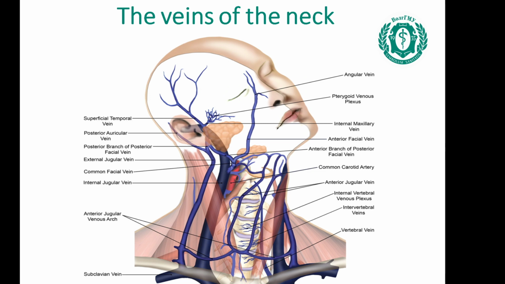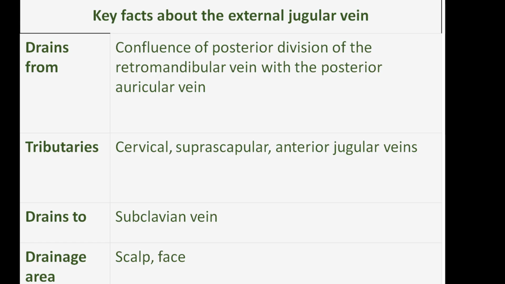The veins of the neck. Key facts about the external jugular vein. Drains from confluence of posterior division of the retromandibular vein with the posterior auricular vein. Tributaries: cervical, suprascapular, anterior jugular veins. Drains to subclavian vein. Drainage area: scalp and face.